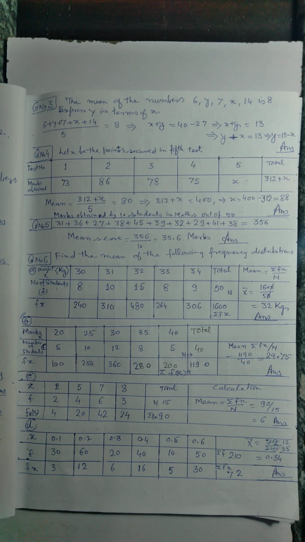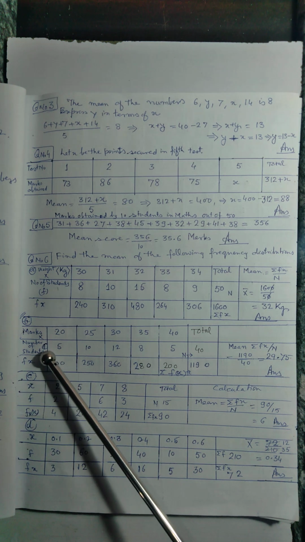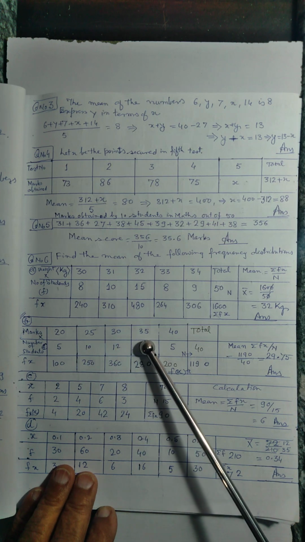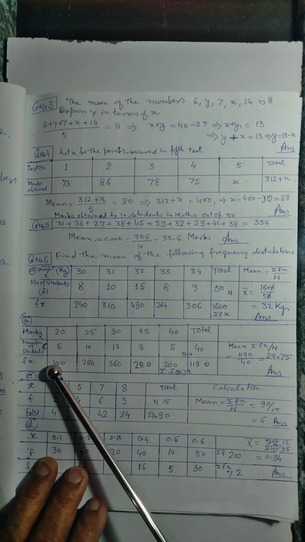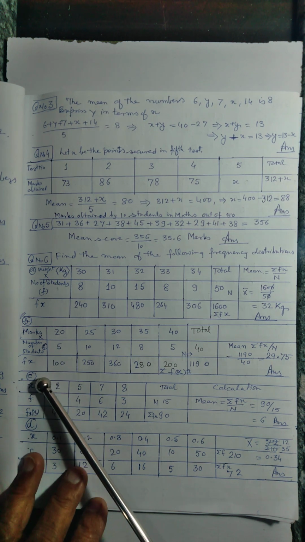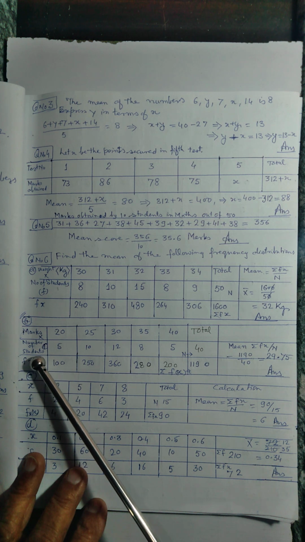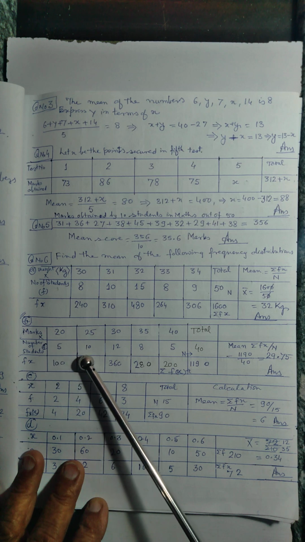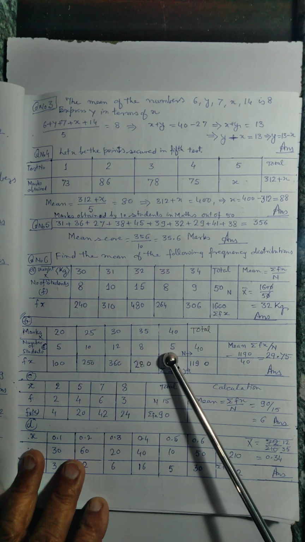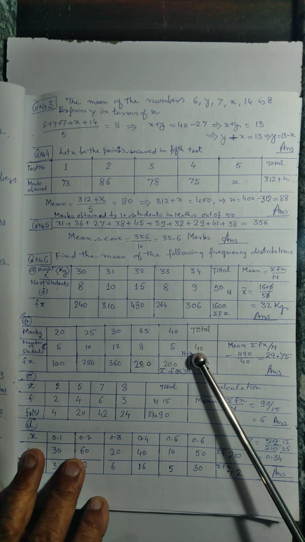ICSE Mathematics Class 10th Chapter 18 Exercise 18A Question number 6B. See the 6B, the marks are given here. The marks are 20, 25, 30, 35, 40. The numbers of students who secured them are 5, 10, 12, 8, 5. So the total number is 40.